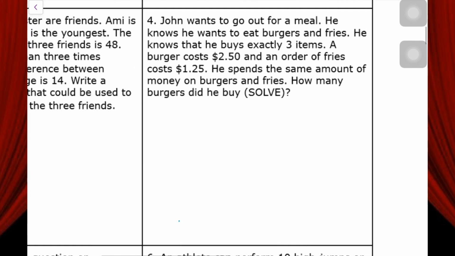On number 4, it says John wants to go out for a meal. He knows he wants to eat burgers and fries. He knows that he wants to buy exactly 3 items. A burger costs $2.50, and an order of fries costs $1.25. He spends the same amount of money on burgers and fries.